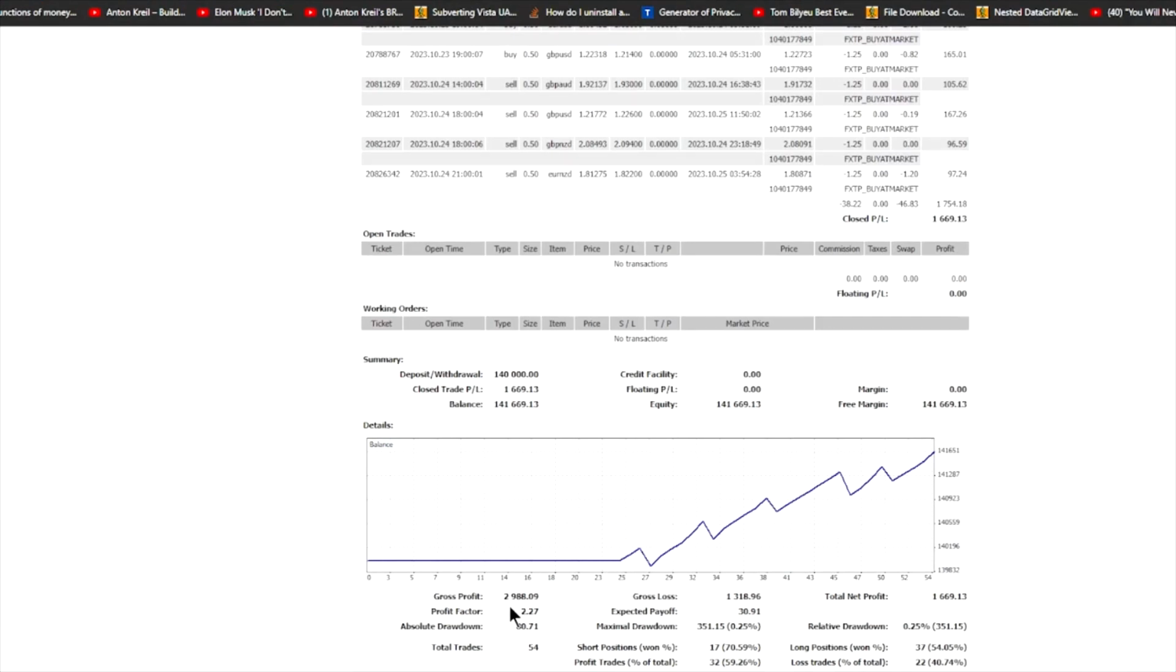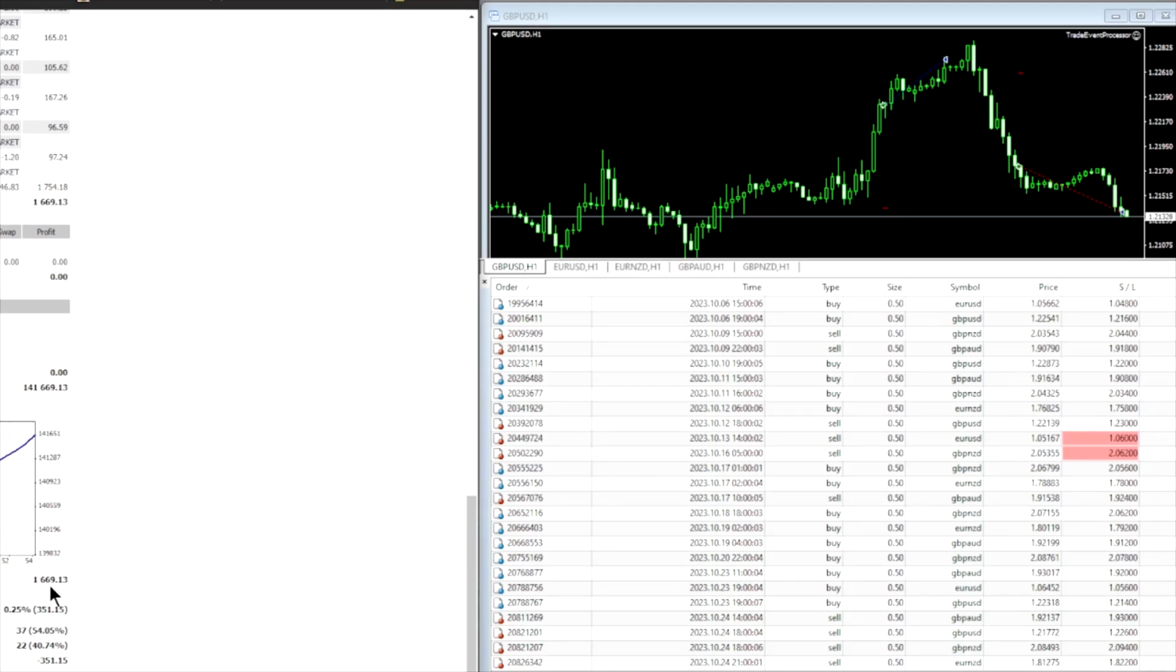So you can see from this, the gross profit is nearly 3 grand. The gross loss is just under £1.5 grand. So my total takeout from this so far, and this is only 3 weeks running, is just over 1.5 grand. That's not with any proper kind of risk calculations. I've just set a standard lot size of 0.5 lots, so I haven't brought in the code to do all of that.